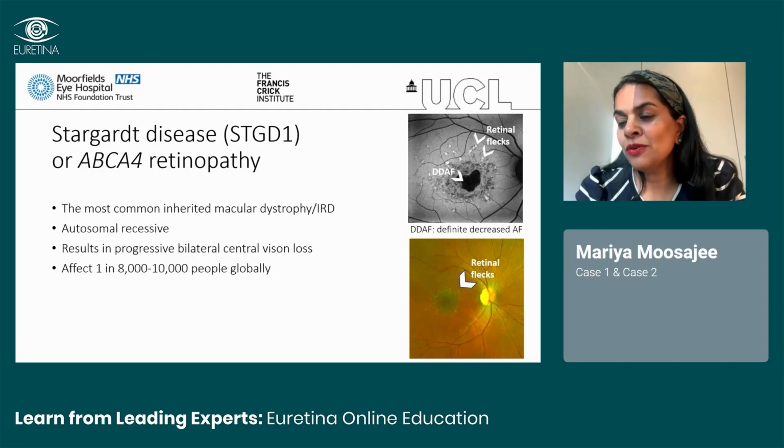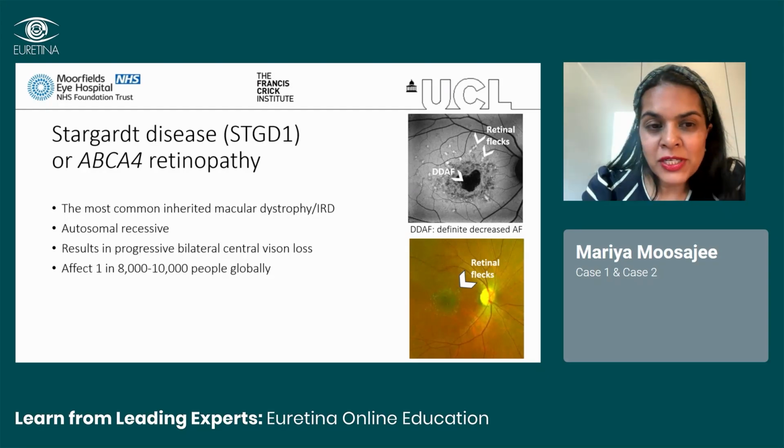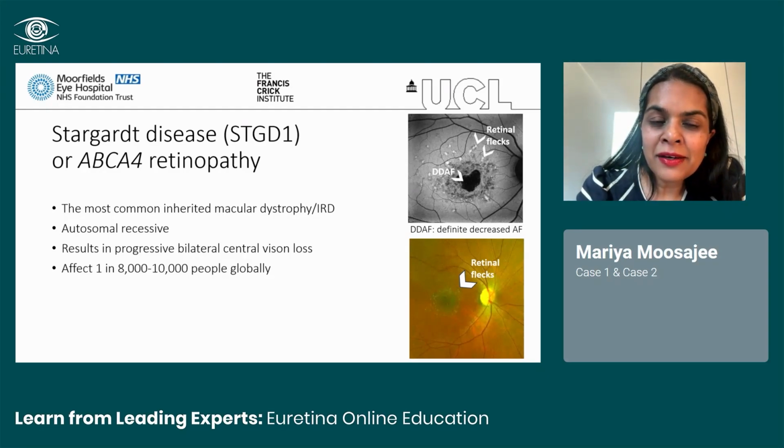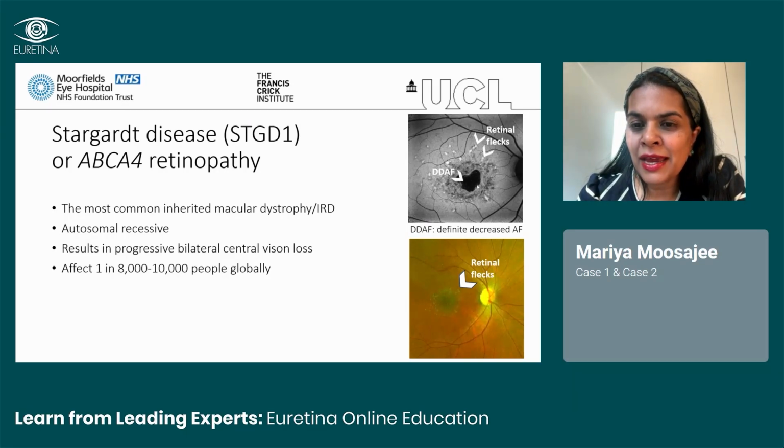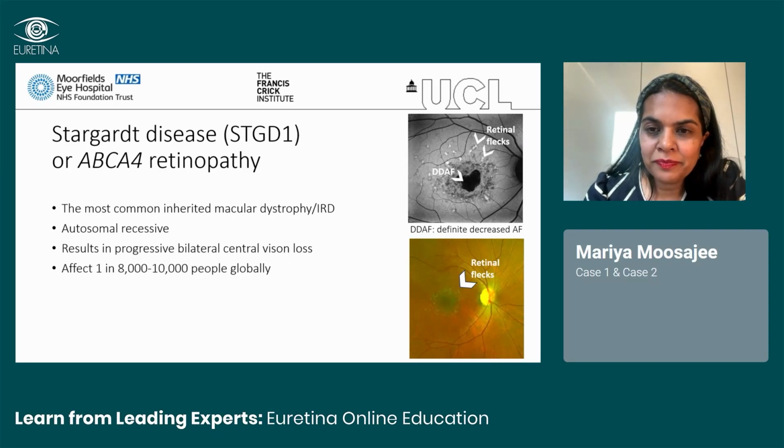It has an autosomal recessive inheritance when it's caused by ABCA4. There are rare cases where you can get PROM1 mutations. And this has an incidence of 1 in 8,000 to 10,000 people globally. And you can see in the image what we call that dark hypoautofluorescence area is a definite decreased autofluorescence. And then surrounding it, you have these hypoautofluorescent flecks. And surrounding those, you have hyperautofluorescent flecks where the cells are starting to degenerate. And in most cases, you can sometimes see those retinal flecks on fundus examination.